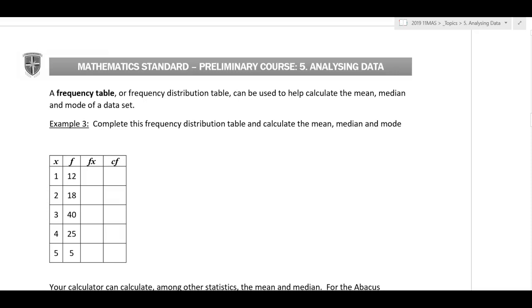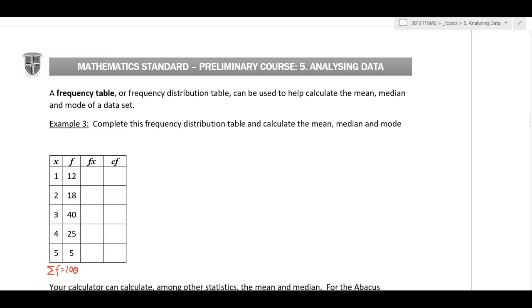X is for my score, F is my frequency. So this is saying that I have 12 ones, 18 twos, 40 threes, and so on. It's going to help, I think, if we added all of those together, but hold off on that for now. Oh no, let's add them together now. 12 and 18 is 30, and 40 is 70. Is 95 and 100. So I'm going to write this little thing here. This sigma f means the sum of the frequency is equal to 100.